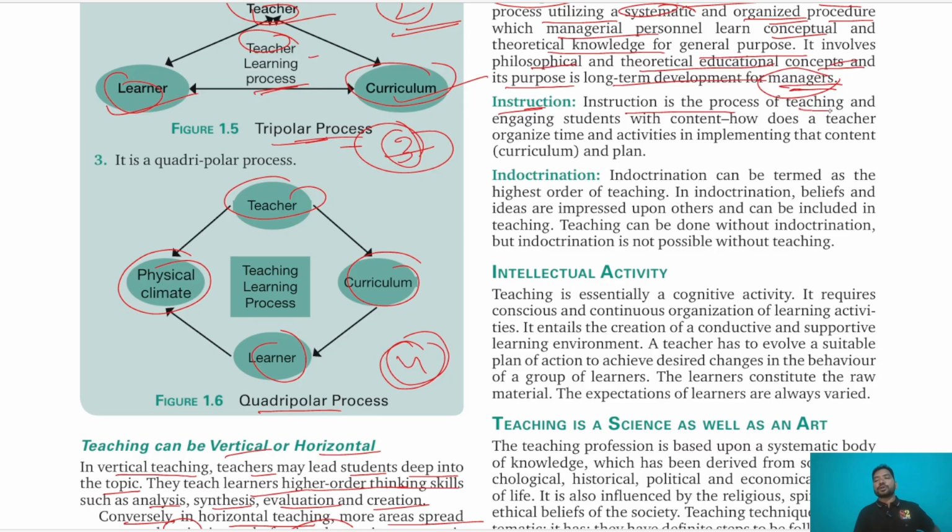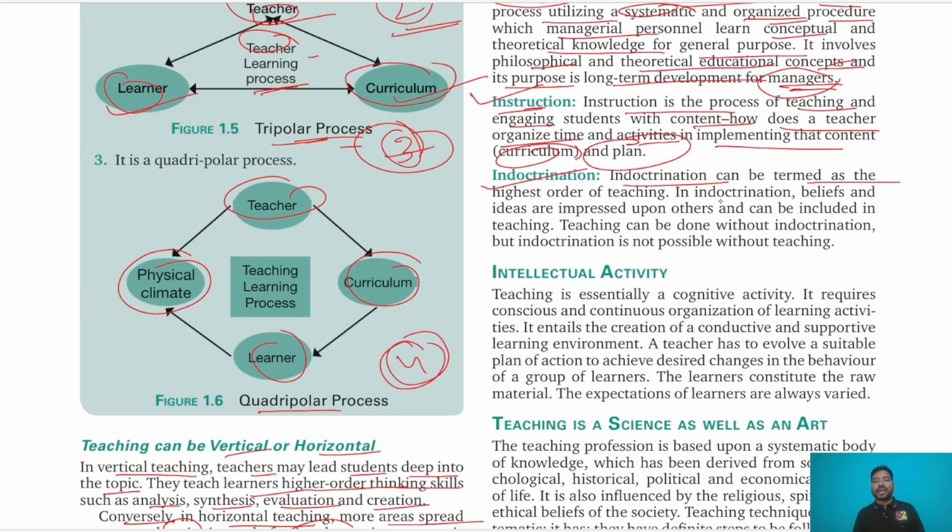Instruction. Instruction is the process and technique of engaging students with the content. How does the teacher organize time and activities in implementing the content, that means the curriculum and plan? So in order to implement the curriculum and plan, the teacher has to organize some activities for the student. That is known as instruction, right?